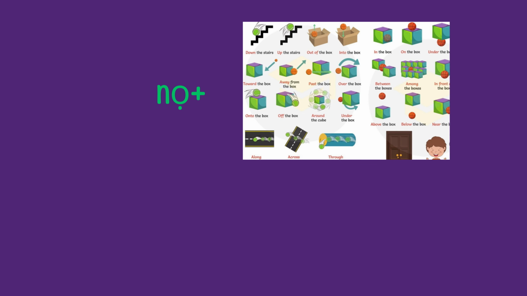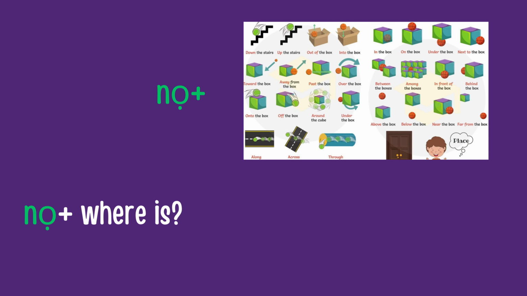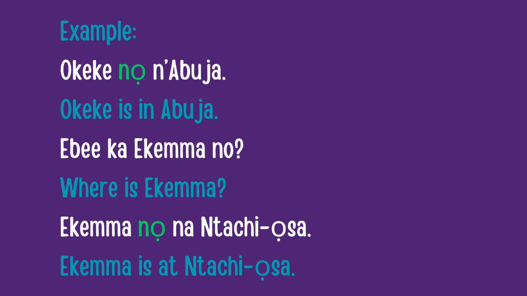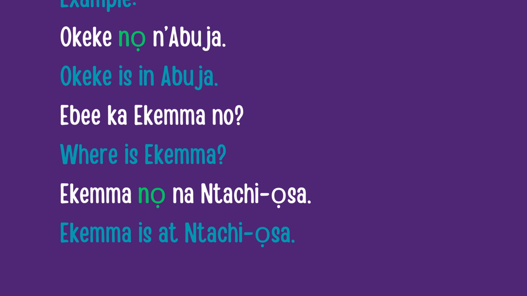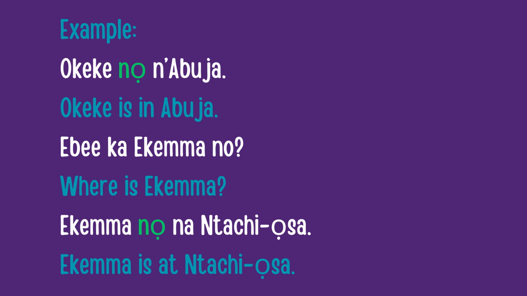No. No is used for prepositions. It is also used to ask and answer questions such as where is? Example: Okeke nọ n'Abuja. Ebee ka Ekemma nọ? Ekemma nọ na Ntachiosa.